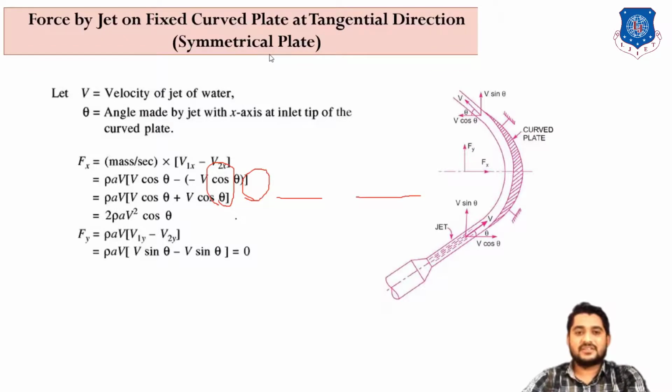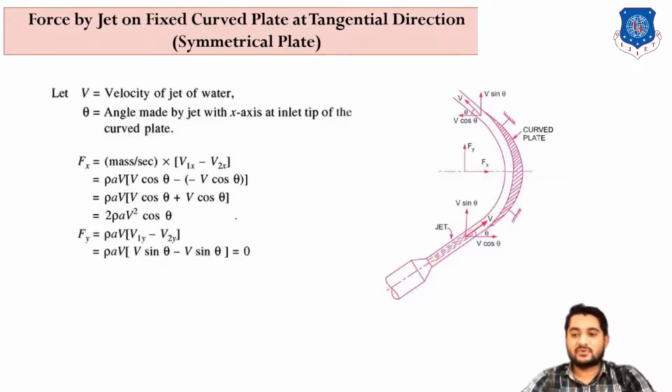So let us take another case. Force exerted by jet on a fixed curve plate which is symmetrical, but jet impacts from the tangential direction. So as shown in this sketch, jet is coming from here. So here is a v velocity. Here velocity of jet impacts on the blade with theta angle.